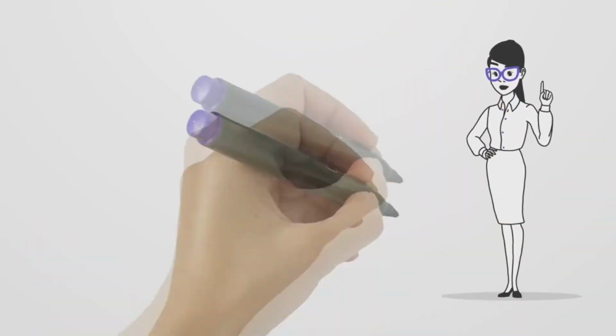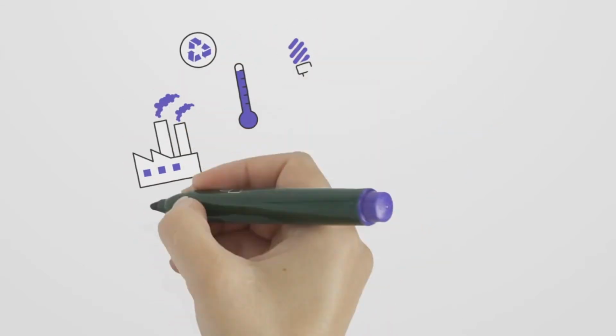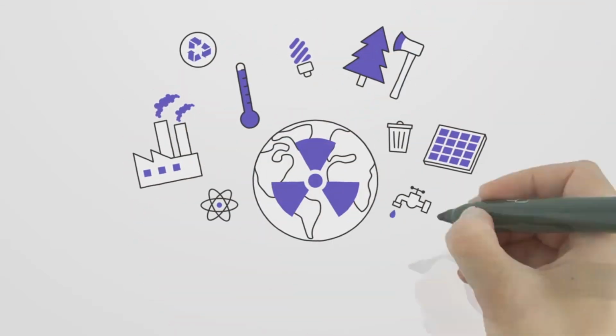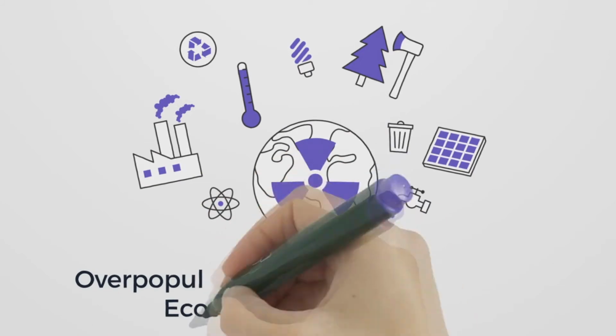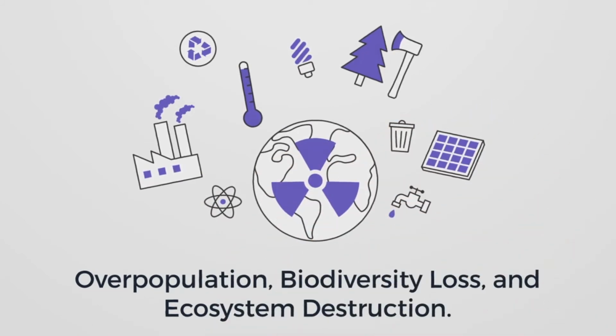What has caused this imbalance? This event is the consequence of overpopulation, lost biodiversity, and ecosystem destruction. Certainly, as the human population grows, our consumption of natural resources also increases. In other words, more humans, more consumption of clean water, food, energy, and land.